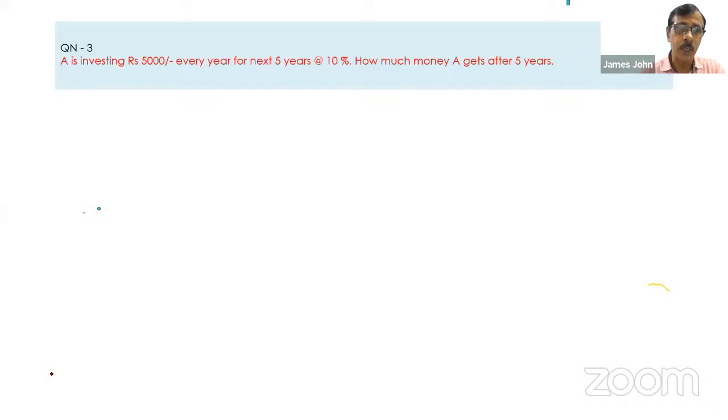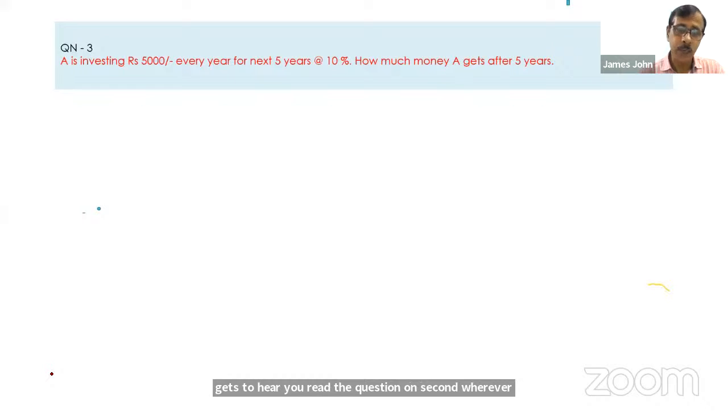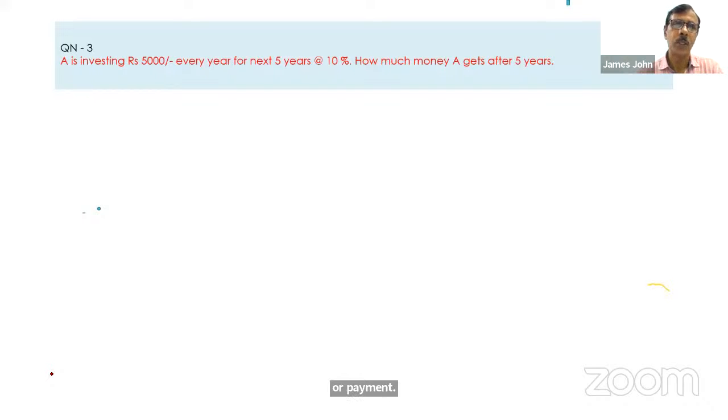See here, read the question once again. Wherever there is every year or every month or every half year, something like that, it means it is a periodical receipt or payment. That means it's a question of annuity. So here a person is investing 5,000 rupees every year. So this is a question on annuity. The annuity amount is 5,000. This is yearly, so the periodicity of the annuity is yearly.